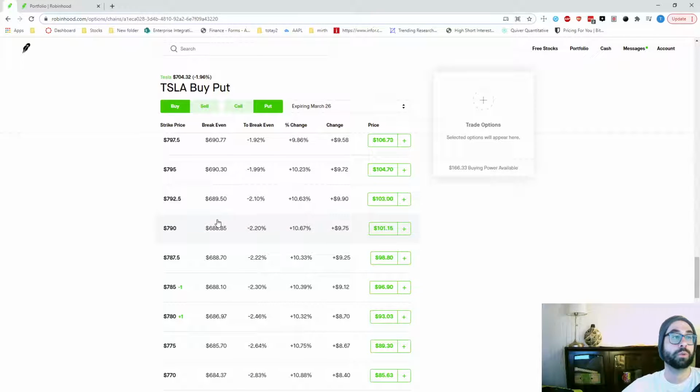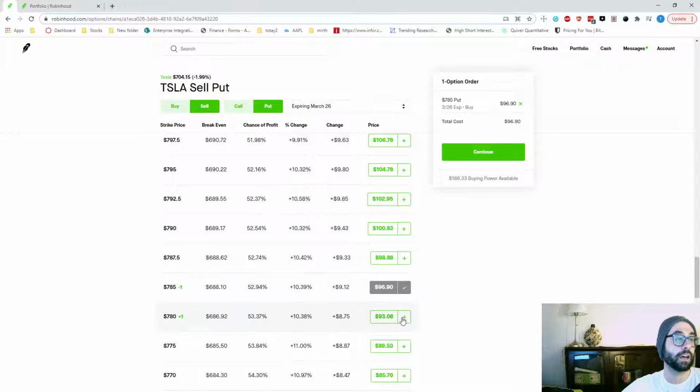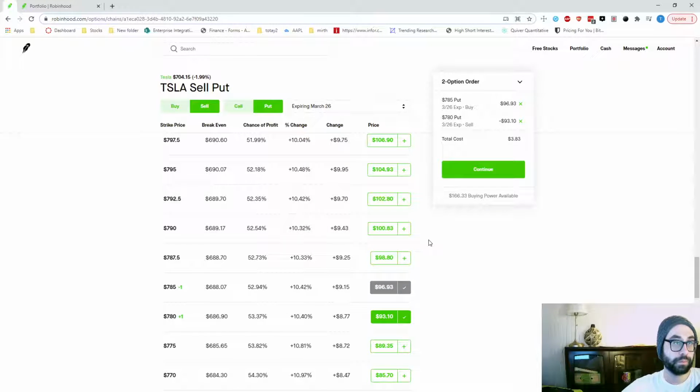So in order to roll, I first have to undo the previous position. Right now I'm on buy, so I'm going to click this, then click sell, and click this. That's effectively closing my position right now for $385. I'm not sure what I collected on that originally, but that's not important for this conversation.